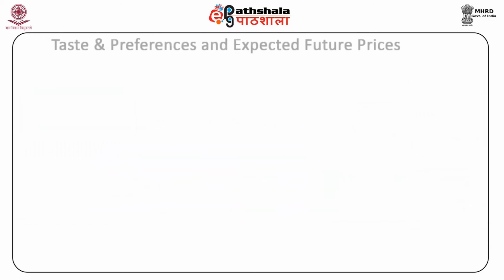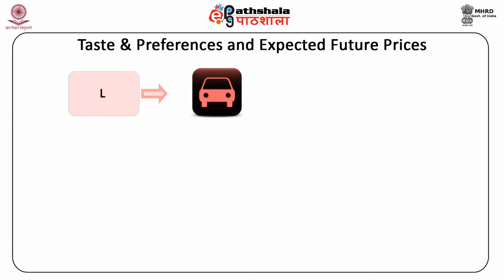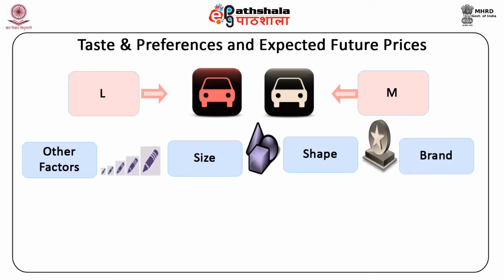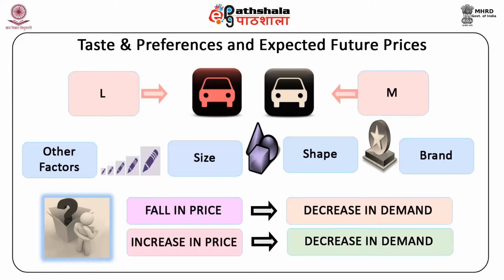Two consumers, L and M, need a car, but L's preference may differ from that of M's. L may like to buy a red one, whereas M may prefer black. Besides price, there are other factors of a good which attract a consumer, like shape, size, brand, etc. Hence, an increase in preferences causes an increase in demand and vice versa. An expected future price fall causes a decrease in demand today. An expected future price rise causes an increase in demand today.